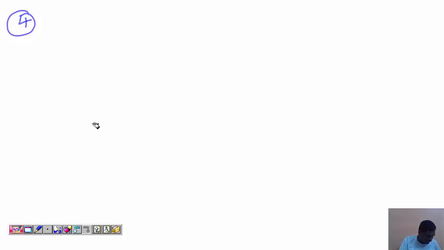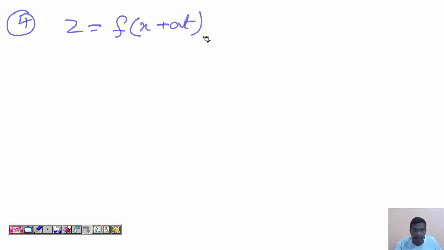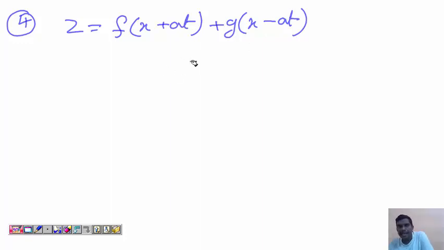z is equal to f of (x plus at) plus g of (x minus at). Here you have two arbitrary functions f and g. You have to eliminate both of them. Here the variables are, z is a dependent variable, x and t are the independent variables.